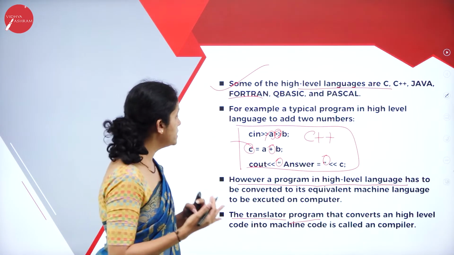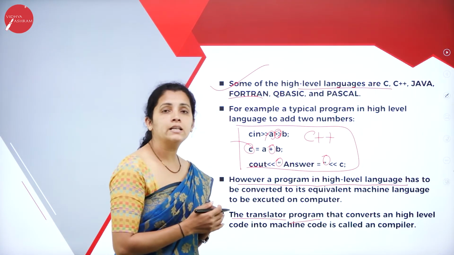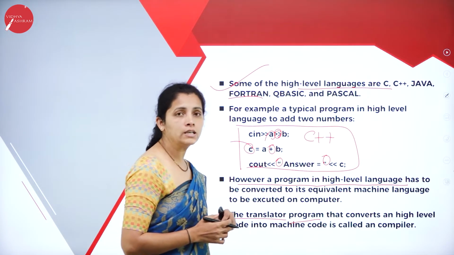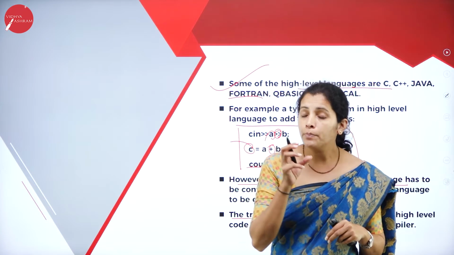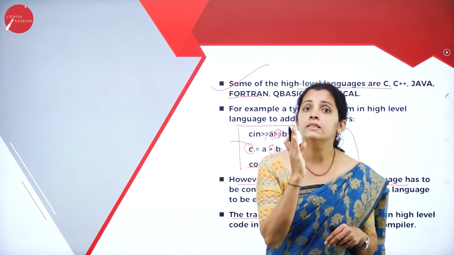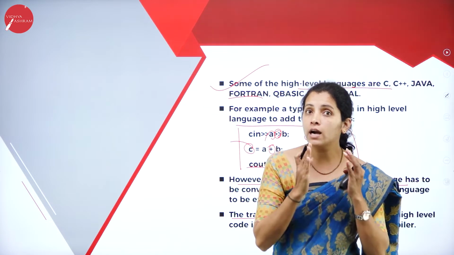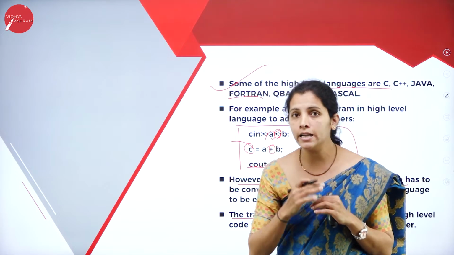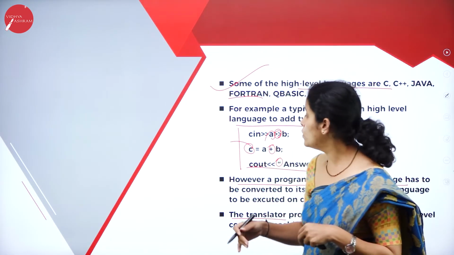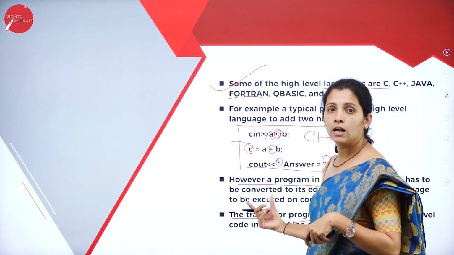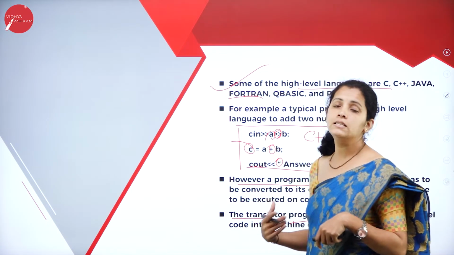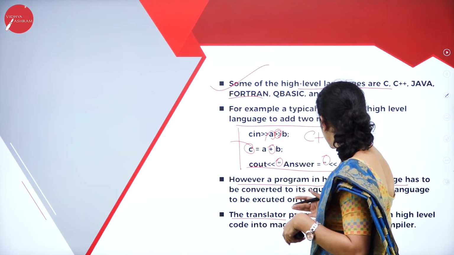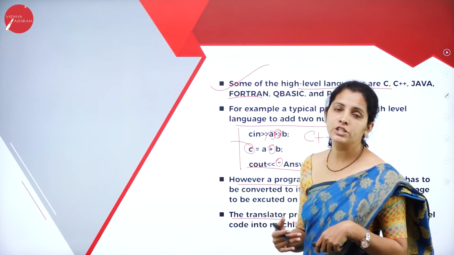So what is the translator here? The translator program that converts a high level program to machine code is called a compiler, because the computer understands only machine code. Now I want to convert this high level programming language into machine understandable form. For that reason, I'm going to use the translator called a compiler. The compiler is responsible for converting high level code to machine level code or machine code.